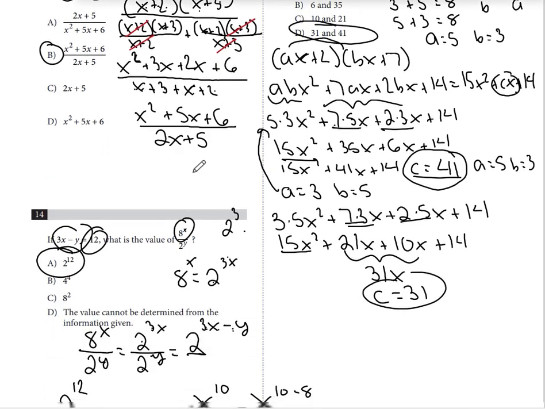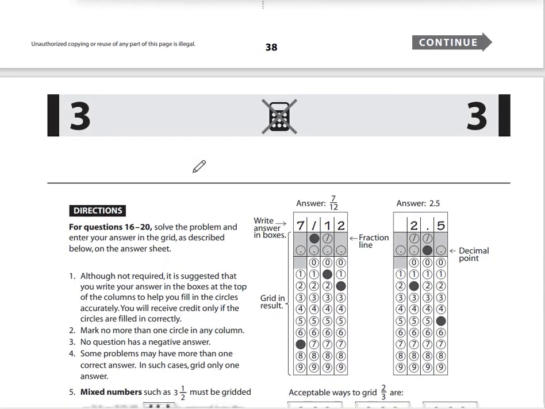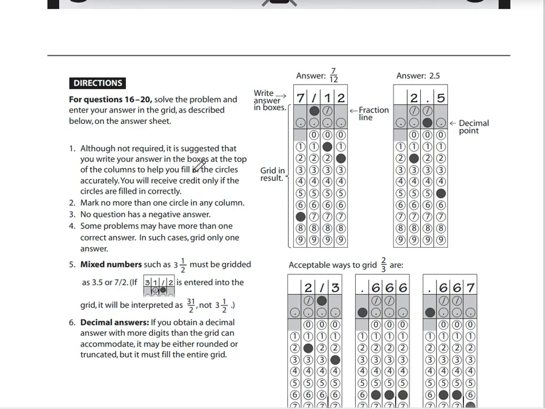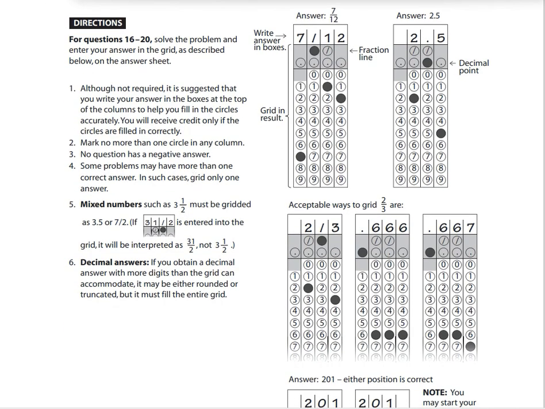All right, let's move on to number 16. And this starts our grid-in section. On this page, they give you some directions on how to grid things in. Things are right aligned. It's not necessary that you write your answer in the top, but it is suggested. Mixed numbers, this one is kind of important. Mixed numbers such as 3.5 have to be gridded in as decimals or improper fractions.